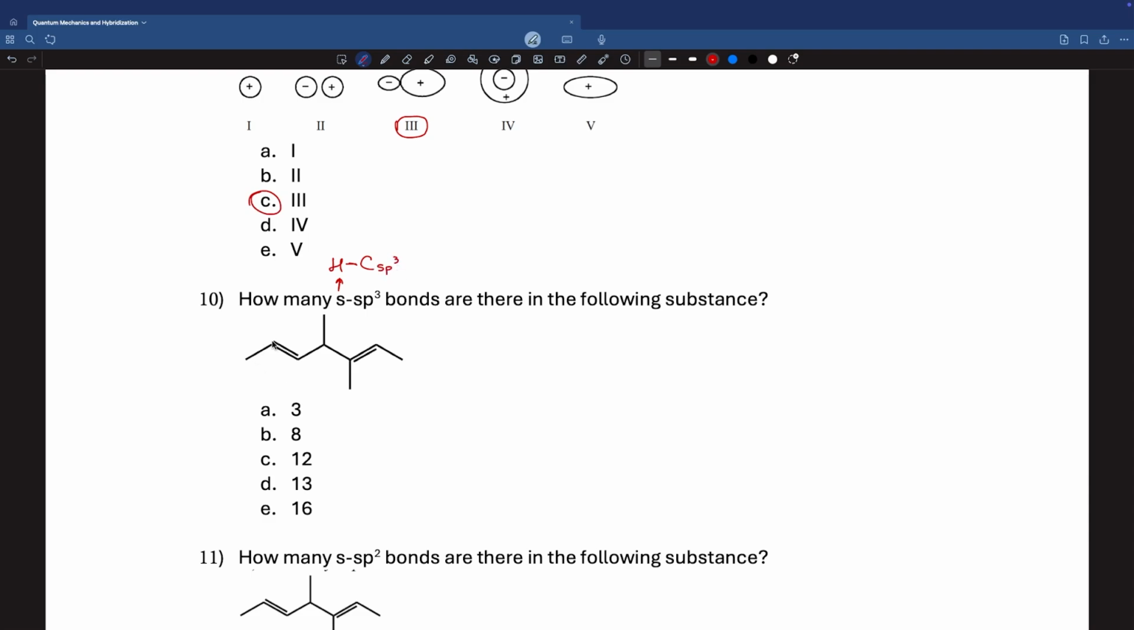And so first, let's circle all our sp3 hybridized carbons because we cannot have any sp2 or sp hybridized carbons. So these are the only ones we have. And maybe in blue, we'll draw out lines to show how many hydrogens we have. So we have 3 on this one, then 4, 5, 6, 7, 8, 9, 10, 11, 12, and 13. So then that means that we have a total of 13 sp3 bonds in the following substance.